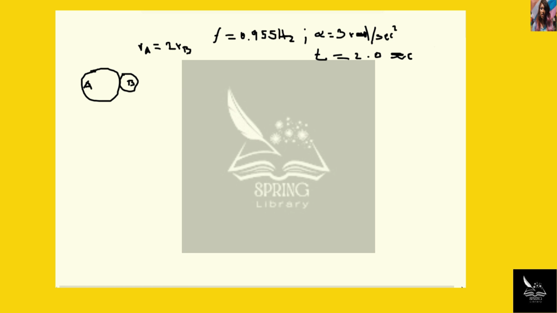So to solve this problem, we can proceed as follows. We know that the hertz is the revolutions per second. So we can express this in radians, 2 pi radians per 1 revolution, and this is going to be 6 radians per second.